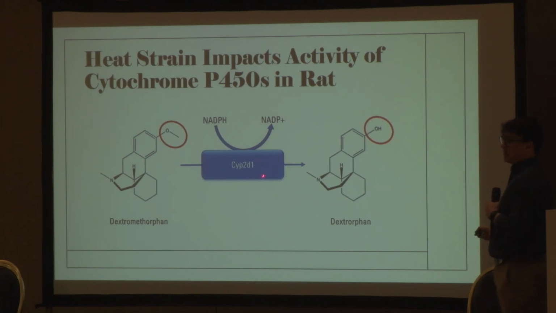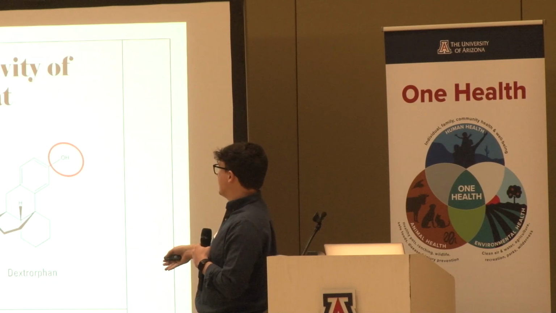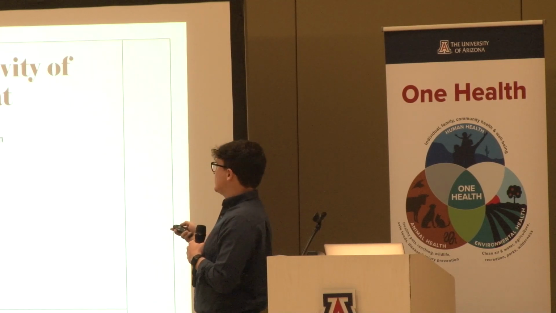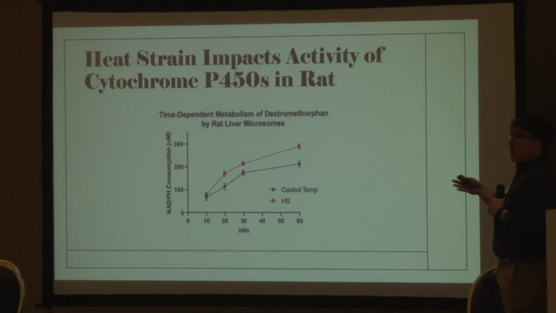Dextromethorphan is only metabolized by CYP2D1. And so any substrate that is depleted when we incubate dextromethorphan with our liver microsomes that contain P450s, we know is exclusively due to CYP2D1. And so we use this innate specificity of substrate and enzyme to measure the change in consumption in our hot rat and our control rat livers.